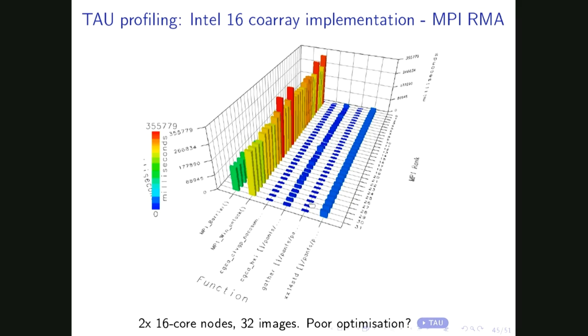Now, Intel have been very honest and clear about this, that their focus so far has been on standard compliance and not on performance. And they say that in version 17, performance has improved substantially, but we haven't been able to verify this yet because obviously new version, new bugs and new problems.